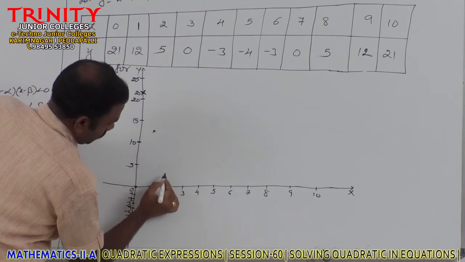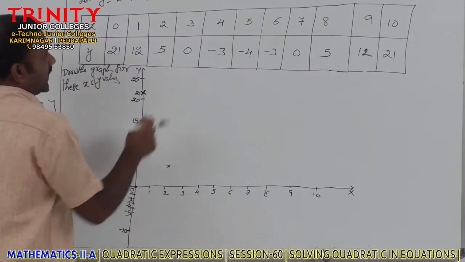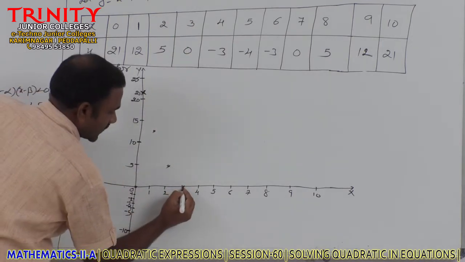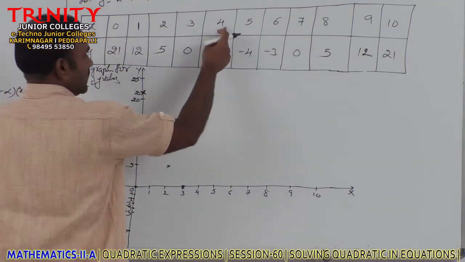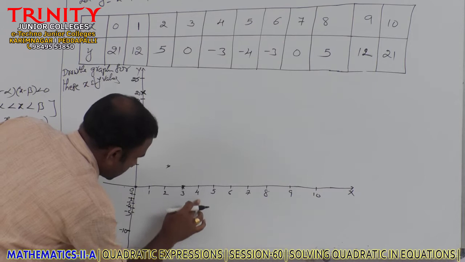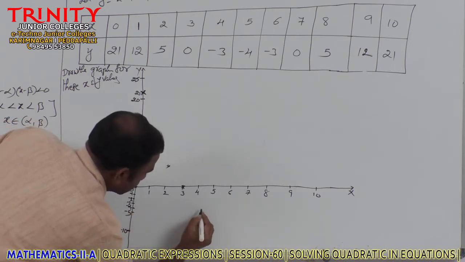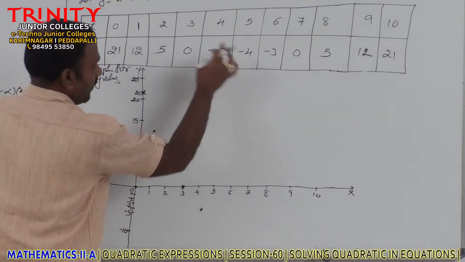When x is equal to 3, the value of y is 0, on the x-axis. When x is equal to 4, the value of y is minus 3, here. When x is equal to 5, the value of y is minus 4.